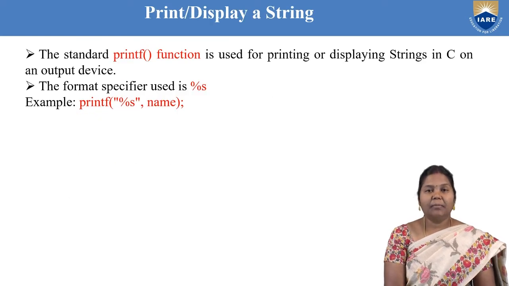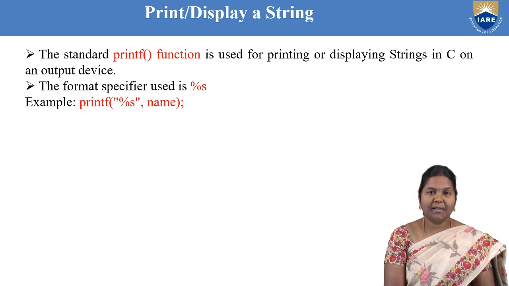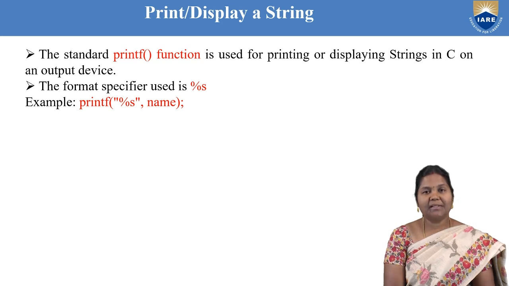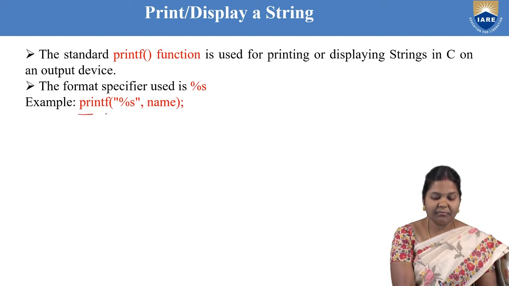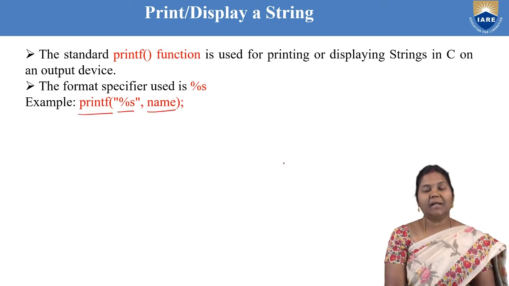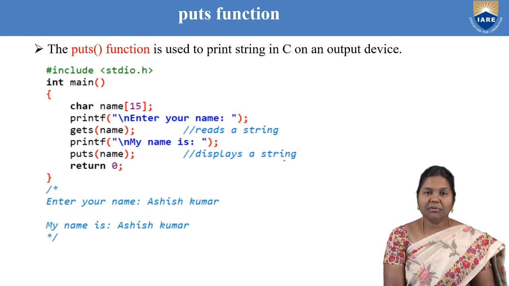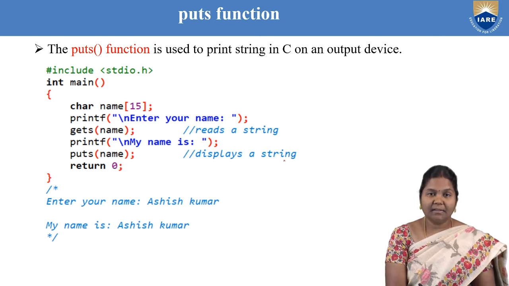Now we have learned what the different ways are for reading a string. Now let us talk about the different ways for printing or displaying a string. The standard printf function is popularly used for displaying a string on the screen. The format specifier is %s, printf %s, and just give the name of the array. So the string will be printed as it is on the screen. Similarly, instead of using the printf function, if you want to use the puts function, you can also use it for displaying the string. Let us look at this example.